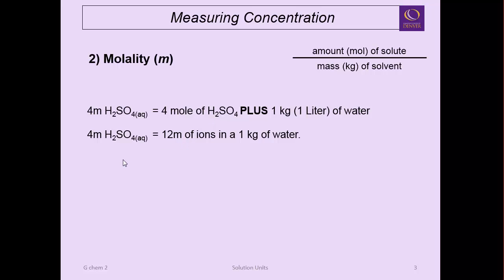And if I look at 4 molal sulfuric acid, that also would have a total of 12 moles of ions in 1 kilogram of water, 12 molal in terms of ions. And that's because, once again, for every mole of sulfuric acid, 2 moles of protons and 1 mole of sulfate anion are dissolved in the water.